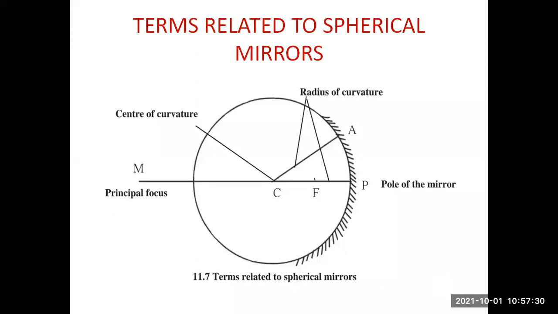P is the pole of the mirror. You can see the capital letter P. F is the focus of the mirror. Okay, and the whole line MP is called the principal axis of the mirror.